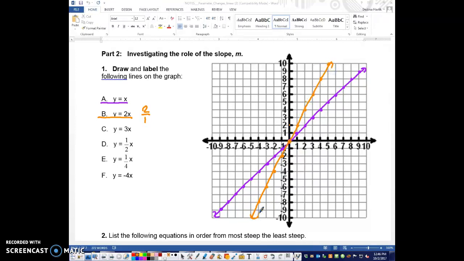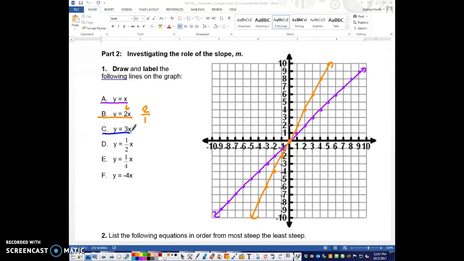So how did the orange line change from the purple line? The orange line became more steep, okay? So the bigger the slope, the more steep it becomes. So this next one, y equals 3x, what do you think is going to happen there? Is it going to become more steep or less steep?